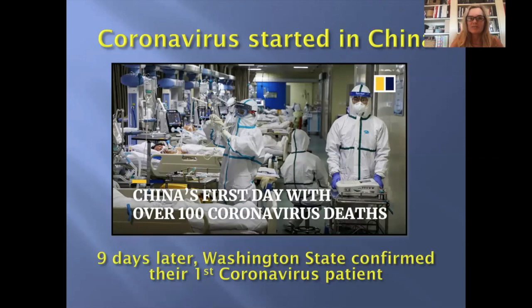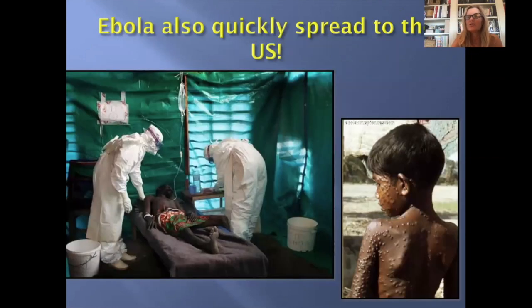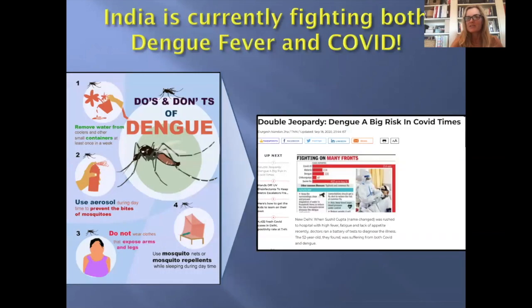Coronavirus started in China. 9 days later, we received our first confirmed case in Washington State. They say it went from China to Europe, and then to the United States, but within a couple of days, it traveled to our local population, global to local. Also Ebola, which quickly spread to the United States. And it's still active in many countries. And it just takes a day or two to reach us here. Another issue is, right now India is battling a twofold fight with dengue fever and COVID. It's the double jeopardy. And dengue fever can transfer, a mosquito can make it to the United States in a couple of days, just hopping on a plane.